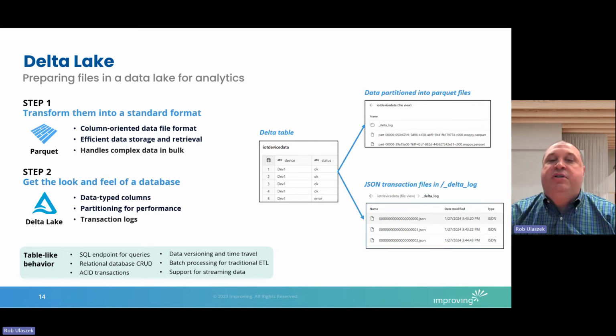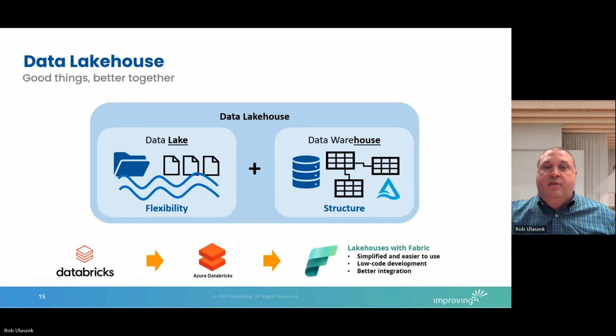The diagram on the right shows an example of a Delta table. A CSV file transformed into Parquet creates a directory in the data lake named for the file. In this case, it is IoT device data. A view of the Delta table reveals the data type columns, an improvement over CSV. The Delta table is actually supported by two sets of files, the data partitioned into a series of Parquet files in the table directory, and a series of JSON transaction files in a special subdirectory called Delta log. This is what enables the database-like characteristics. Now that we can work with lake files as we would a database, we have what we need to create the data lakehouse.